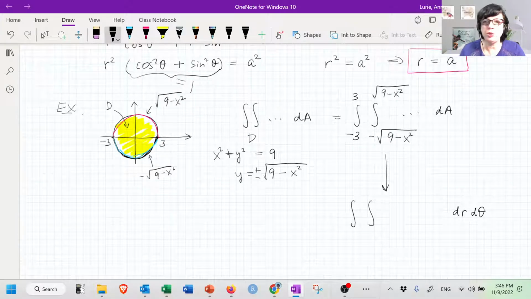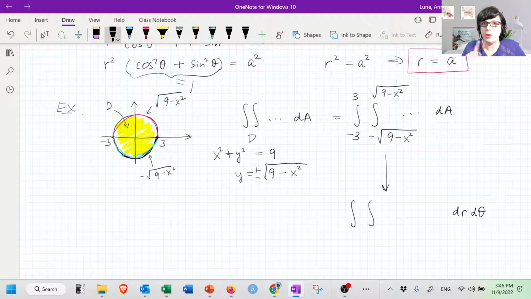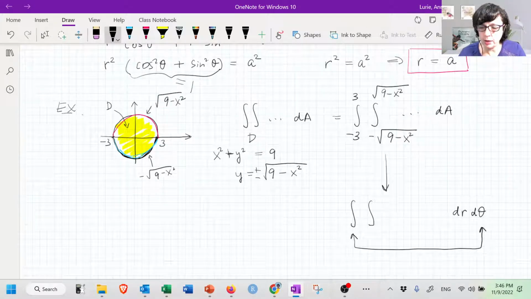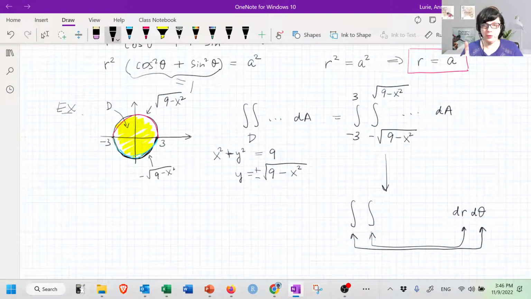Now you can choose a different order. You just have to worry about the limits corresponding to that. Remember that the outside limits are going to be the theta limits, and the inside integral limits are going to be the r limits. So you have to be careful. If you put d theta first and then dr on the outside, then you have to switch the limits also. The way I do it, I always do theta as the outside limits and r as the inside limits, unless we have a reason to change it.